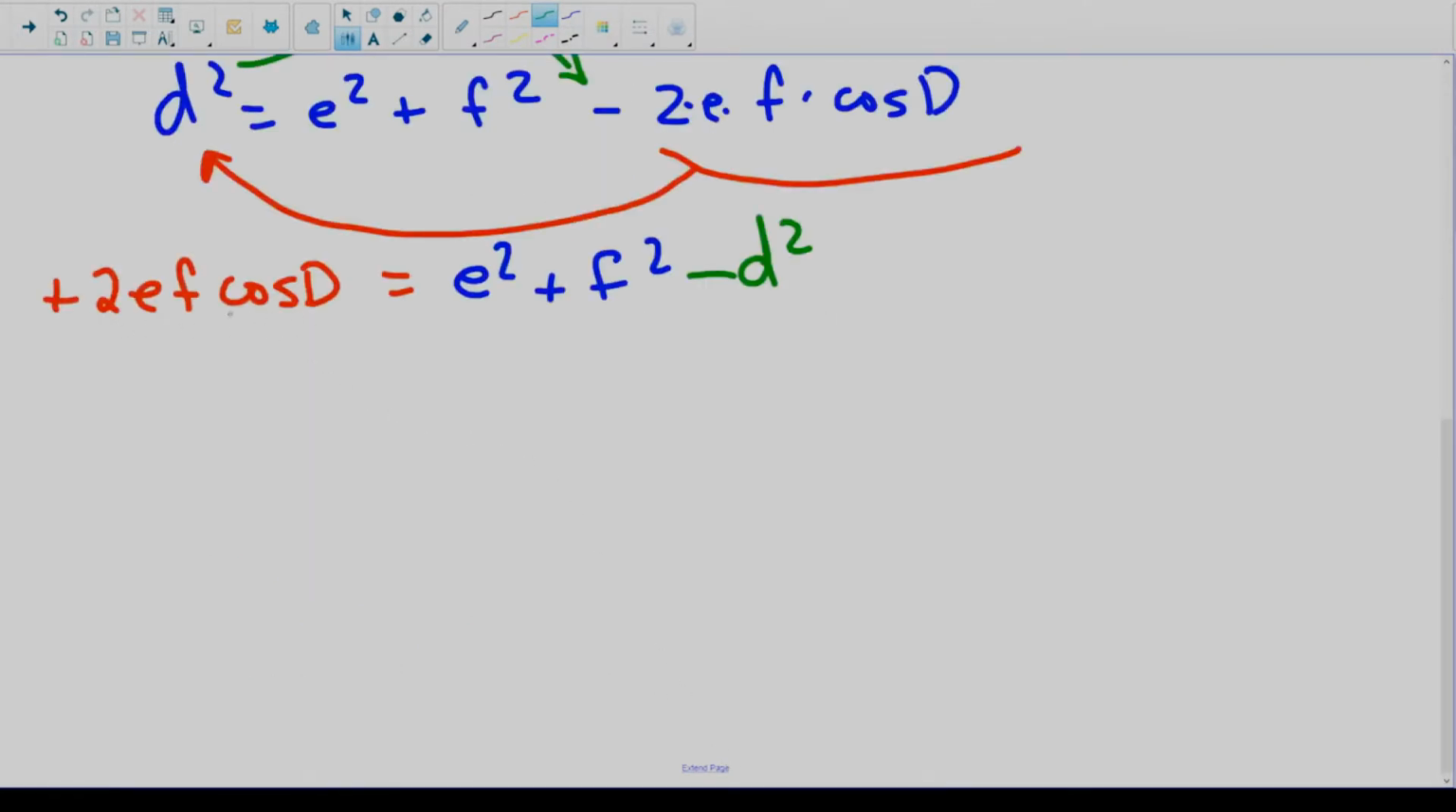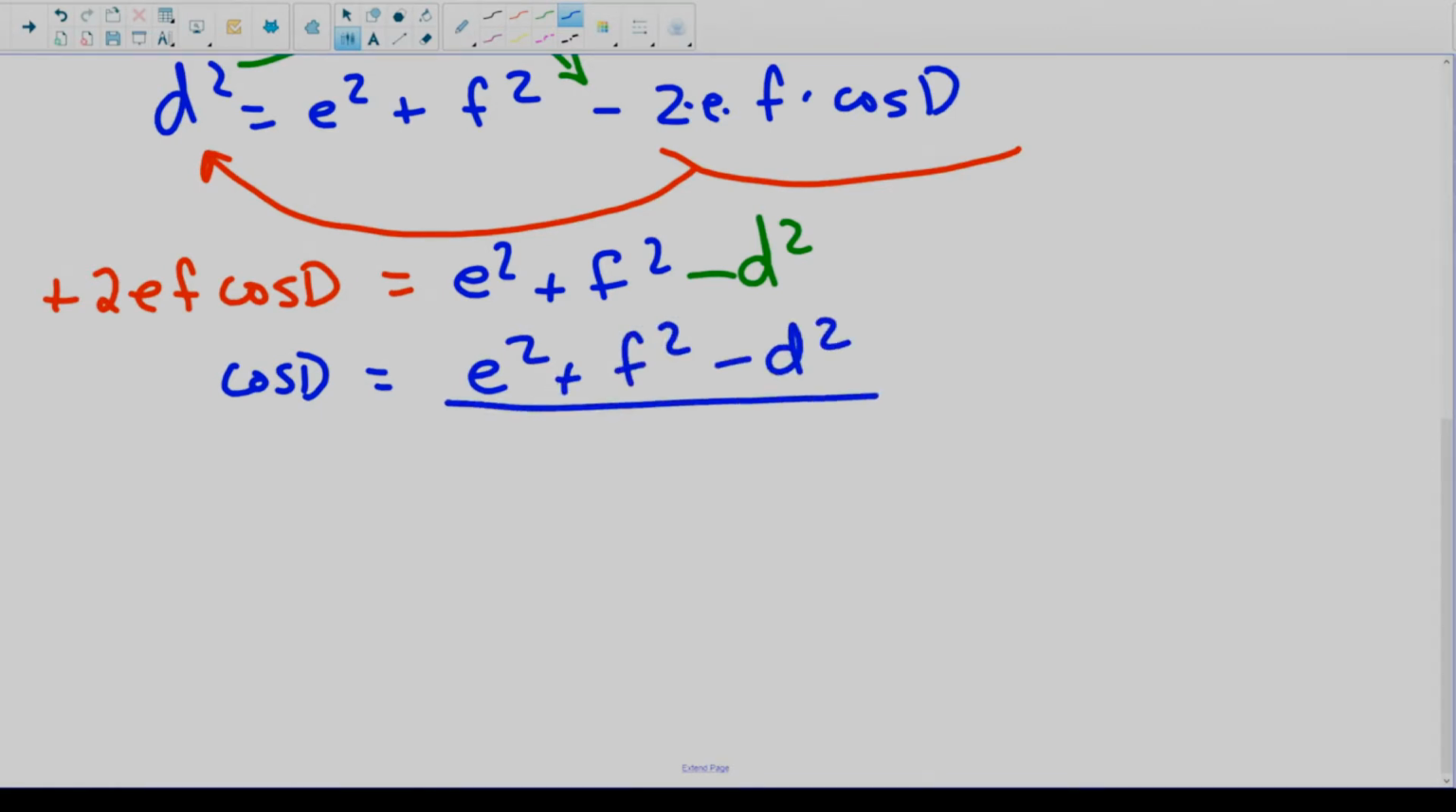Now we have to divide to get rid of the 2ef and get the cosine d all by itself. So cosine d is going to stay there. The e squared plus f squared minus d squared isn't going to change. But we're now going to divide by the 2ef.